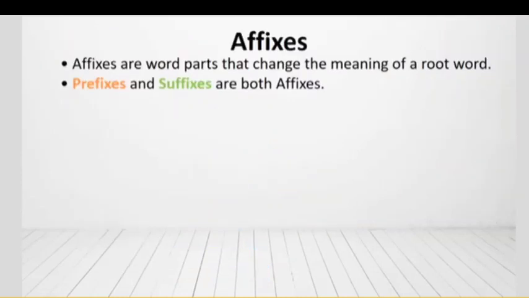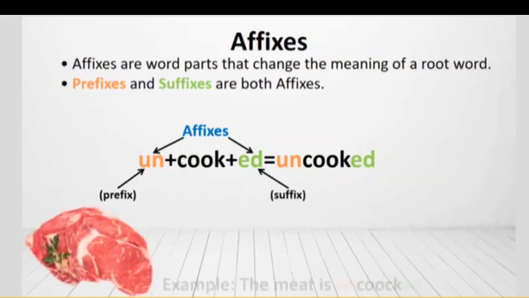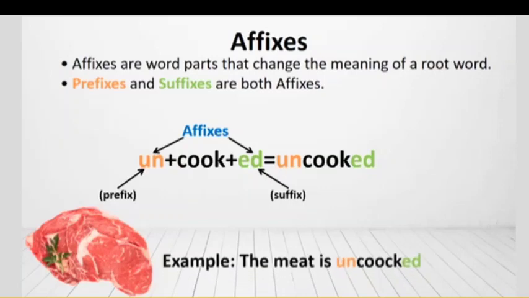Affixes. What do affixes mean? Affixes are word parts that change the meaning of a root word. Prefixes and suffixes are both affixes. I repeat, prefixes and suffixes are both affixes. Un plus cook plus ed equals uncooked. Un and ed are affixes. So un is a prefix, ed is a suffix. An example: the meat is uncooked.